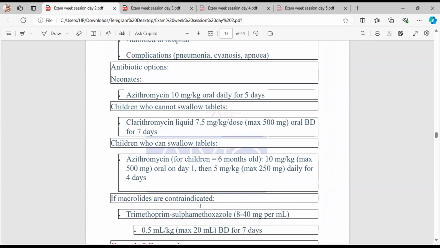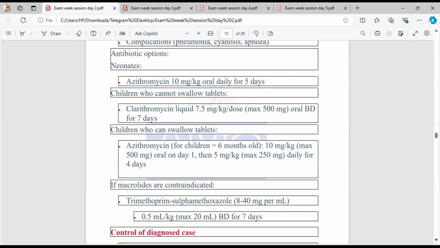If macrolides are contraindicated, if the patient is contraindicated with azithromycin or clarithromycin, then your answer will be trimethoprim sulfamethoxazole. So just remember these points for the treatment of whooping cough or pertussis. If the patient is a neonate, this is the dose. If the patient is a child, this is the dose. What is the choice of antibiotics?